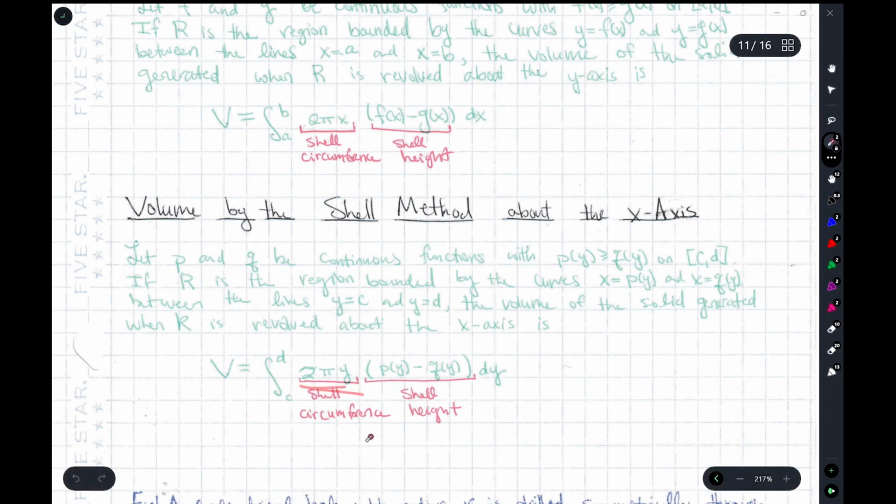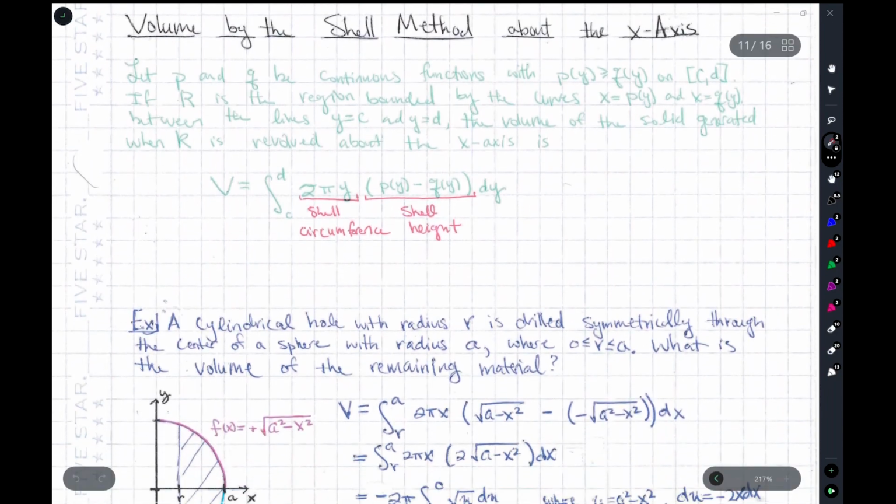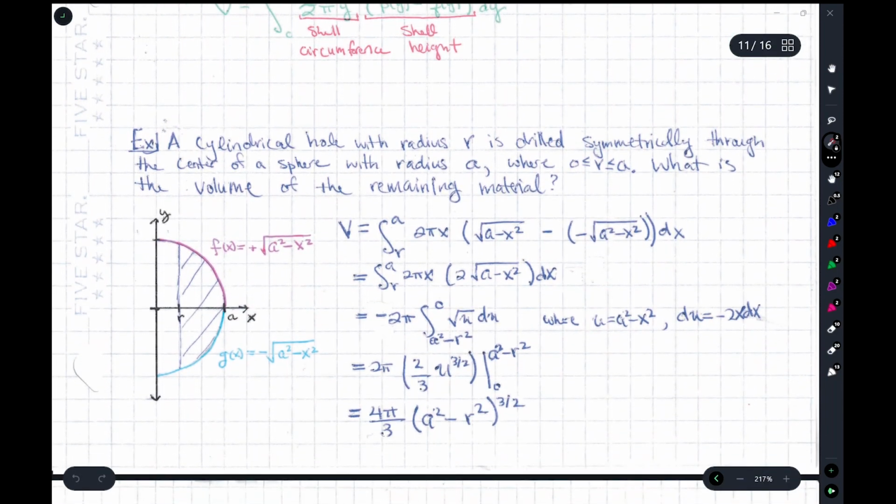Here your shell circumference will be 2 pi y, and the height that you get will be p of y minus q of y. The most intuitive way to get a grasp of these formulas is to actually look at a concrete example.